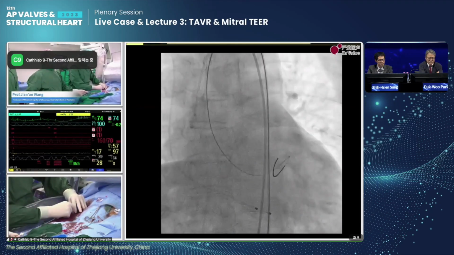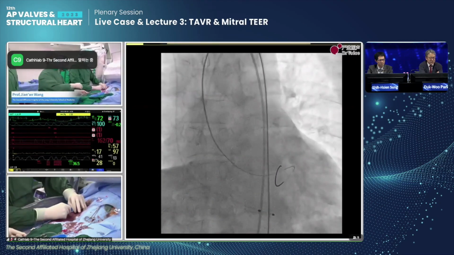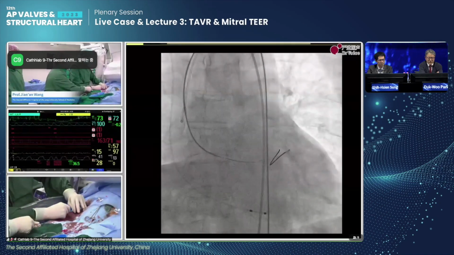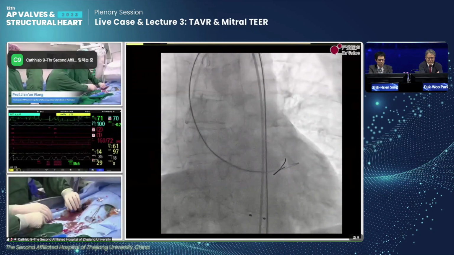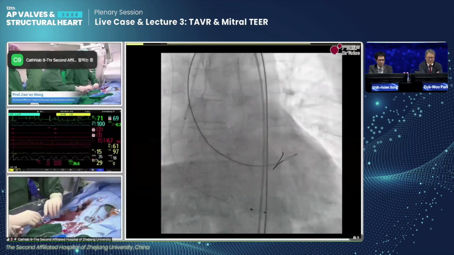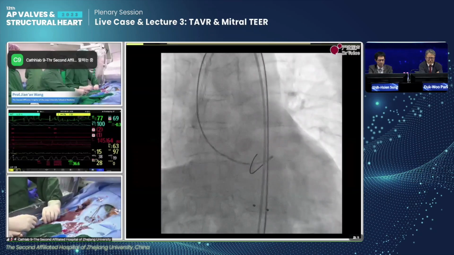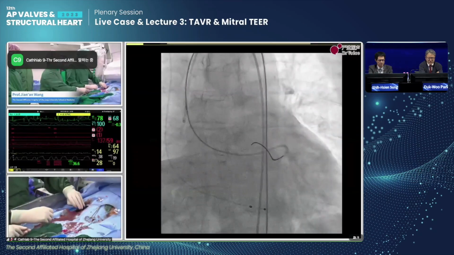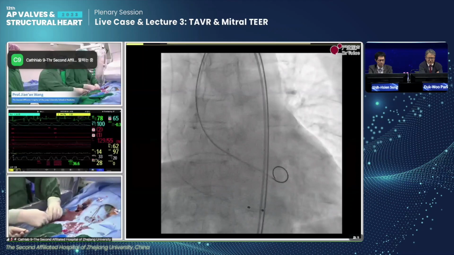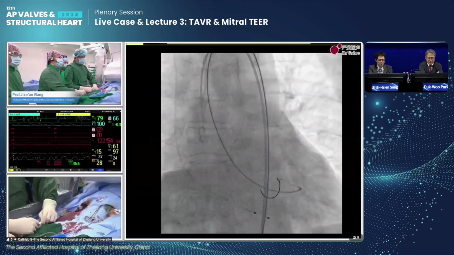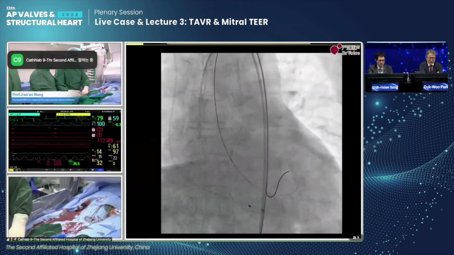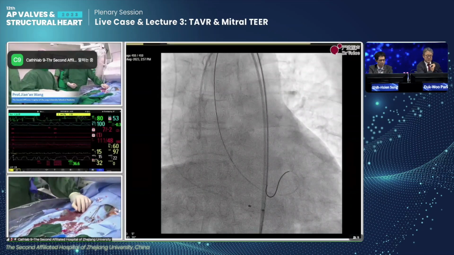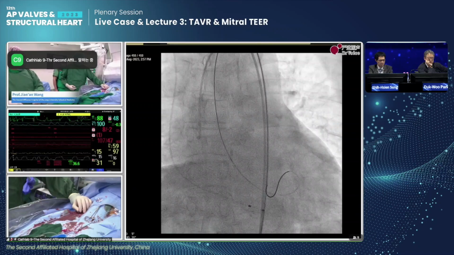So now we try to get the pigtail in. The purpose is for adjustment of the wire position, to try to achieve a good position. There was a very prominent waist on that balloon. Good. Now it's okay. We withdraw the pigtail catheter out. We withdraw. Okay.